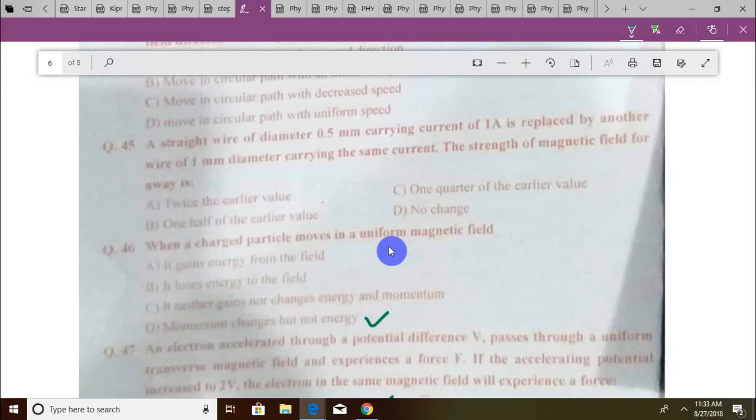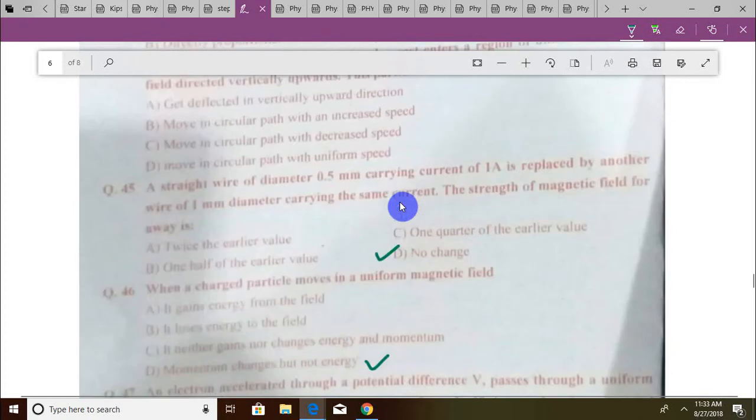If we move onwards to 45, 45 has to do with a straight wire, and the straight wire has a diameter 0.5 millimeter and it carries a current of 1 ampere and is replaced by another wire whose diameter is different carrying the same current. The strength of the magnetic field for the wire is, there isn't any change because diameter has no impact.